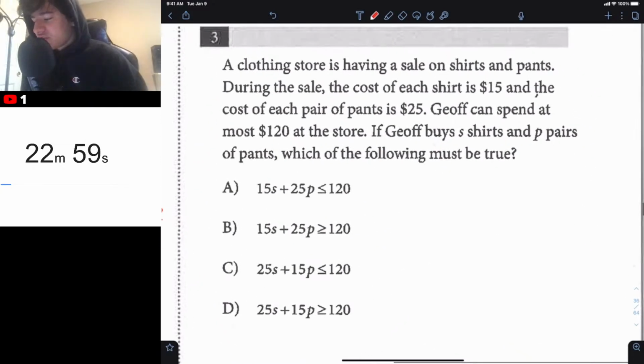A clothing store is having a sale on shirts and pants. During the sale, the cost of each shirt is $15 and the cost of each pair of pants is $25. Geoff can spend at most $120 at the store. If Geoff buys S shirts and P pairs of pants, which of the following must be true?